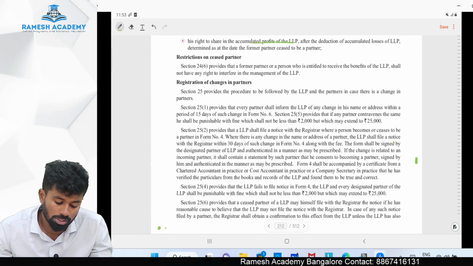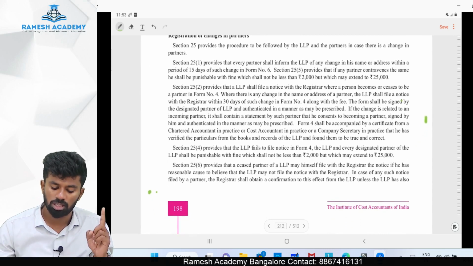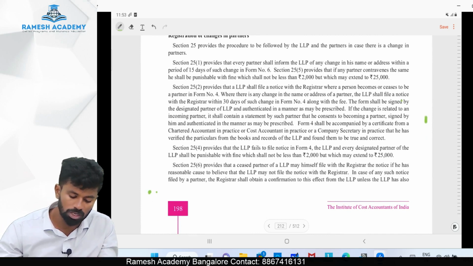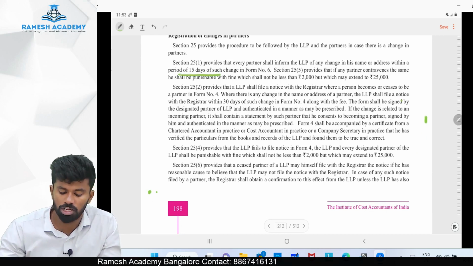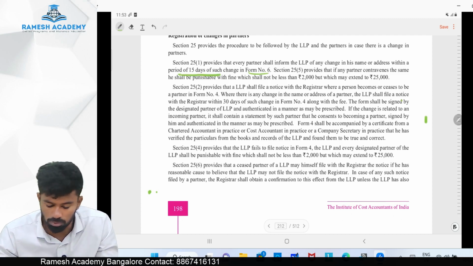Registration of changes in partners. If there are any changes in the details of the partner, the same shall be intimated within how many days? Within 15 days of such change, in Form number 6. To whom? To the ROC.